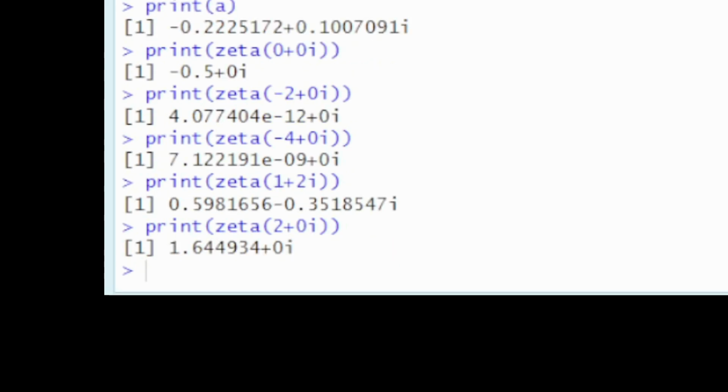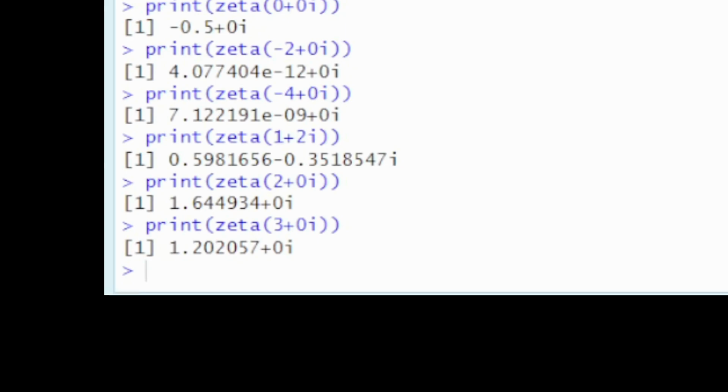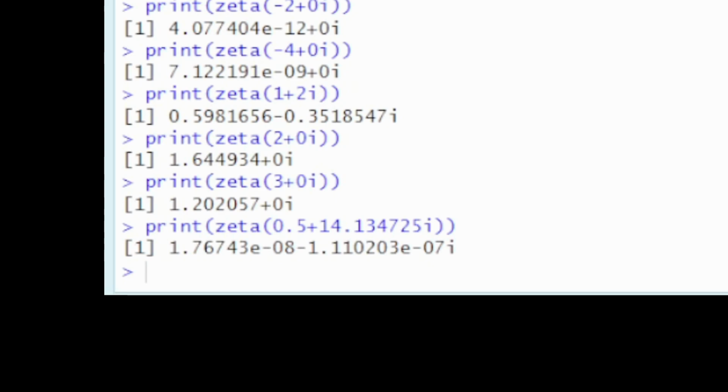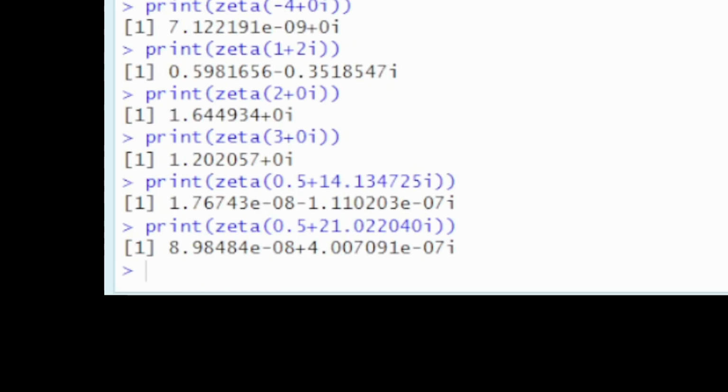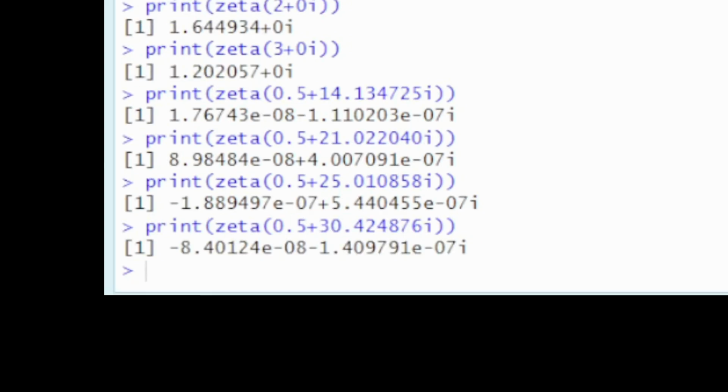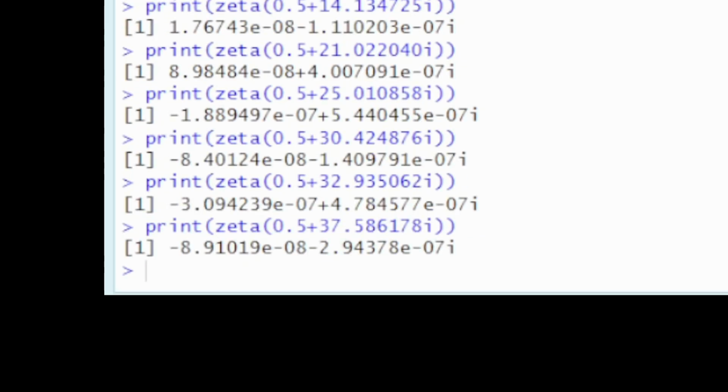Zeta of 2 is pi squared over 6, which is Euler's famous result. Zeta of 3 is 1.202, which is a really good mystery to look into. The zeta of 3, and can you find an exact value for the zeta of 3? Now these are critical values. These are on the critical line and they're non-trivial zeros. So 0.5 and 14.13 is a very small value. Here's another non-trivial zero, very small number. And then all of these values that are on the critical line that should be zeros are zeros.